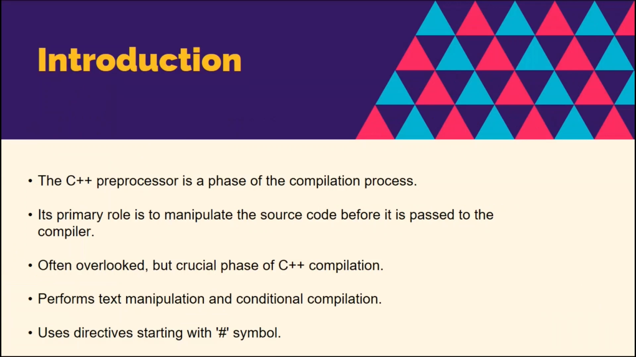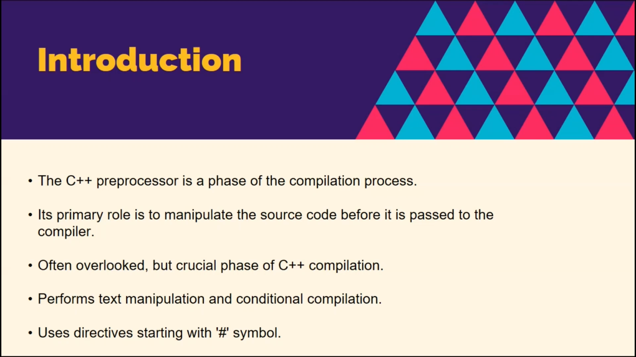The C++ preprocessor is a phase of the compilation process that occurs before the actual code compilation. Its primary role is to manipulate the source code before it is passed to the compiler. One of the preprocessor's superpowers is including header files using the #include directive.